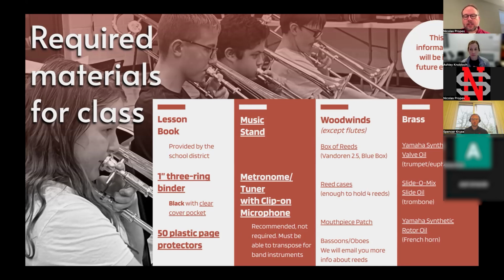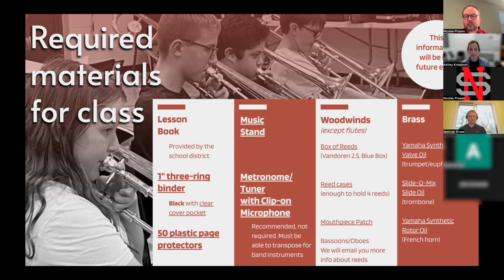Reed cases, enough to hold 4 reeds. We have the students rotate. So on Monday, they use their day 1 reed. On Tuesday, use their day 2 reed. Wednesday, they use their day 3 reed. And that really helps the reeds last longer so we don't have one that's getting overused. A mouthpiece patch is just a little piece of rubber that goes on top of their mouthpiece to make it a little more comfortable for their teeth.